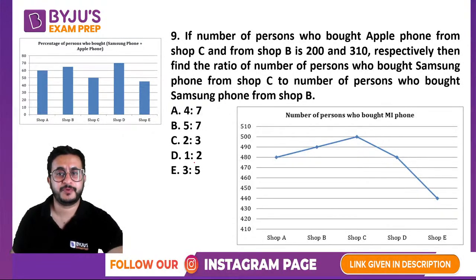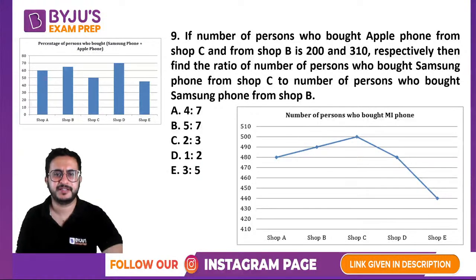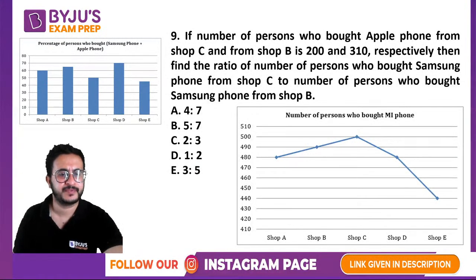If the number of persons who bought Apple phone from shop C and from shop B is 200 and 300 respectively, then find the ratio of the number of persons who bought Samsung phone from shop C to the number of persons who bought Samsung phone from shop B. Now you know that this is a lengthy one, compared to other questions. The first 3 questions were very easy. This is slightly time consuming.